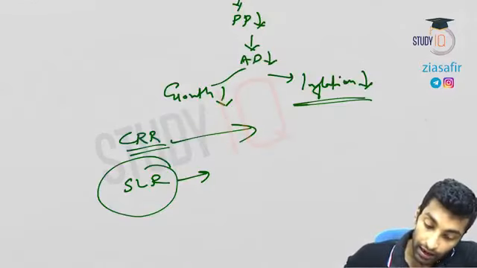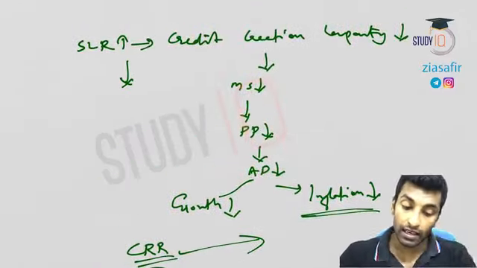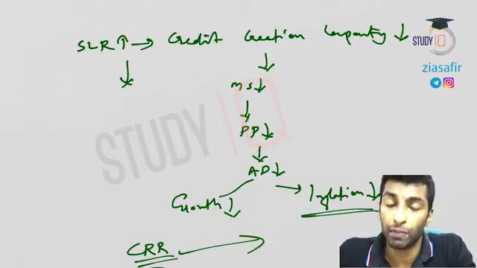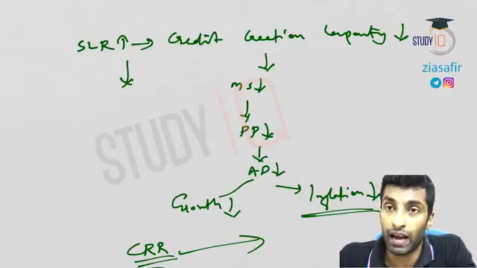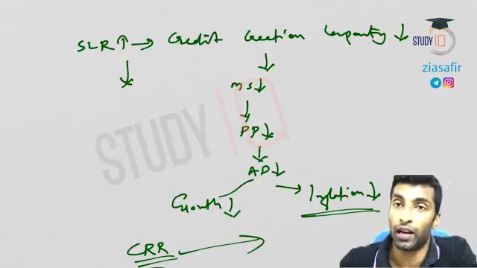Today we will see how SLR is actually affecting the money supply. SLR increase means the credit creation capacity of the bank will decrease because banks have less money to lend.